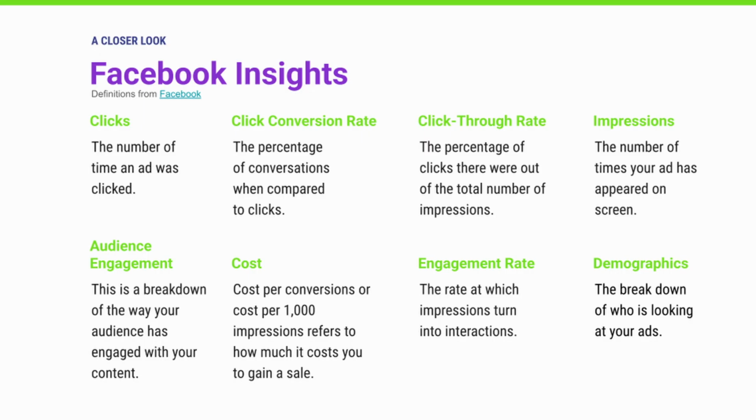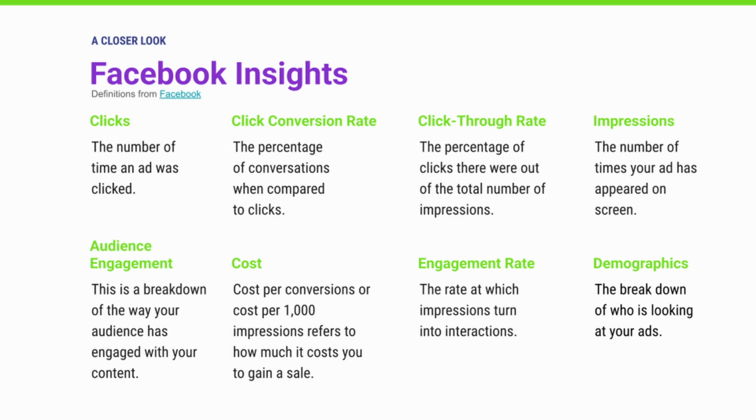Here's a quick recap on Facebook Insights and metrics, including their application across other social media platforms. Clicks. Measures the number of times an ad is clicked. High click counts suggest the ad is engaging or resonating well, whether due to the visual elements or copy. Click conversion rate. The percentage of clicks that result in conversions. This metric helps gauge how effectively clicks are translating into desired actions.